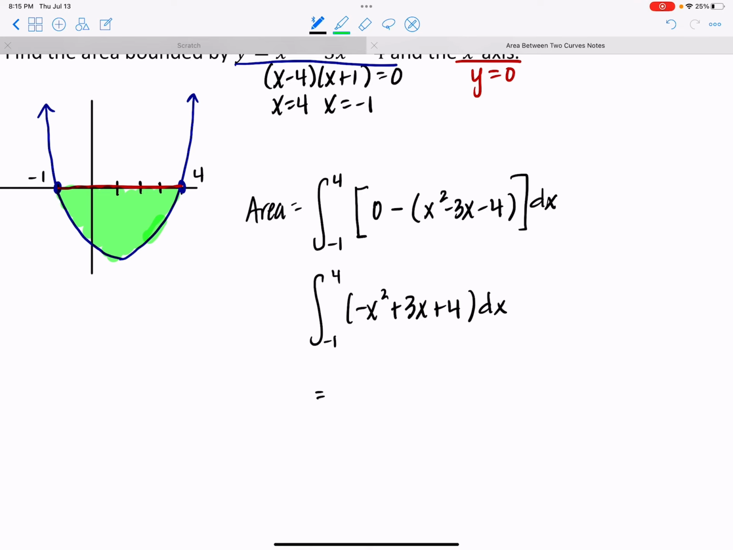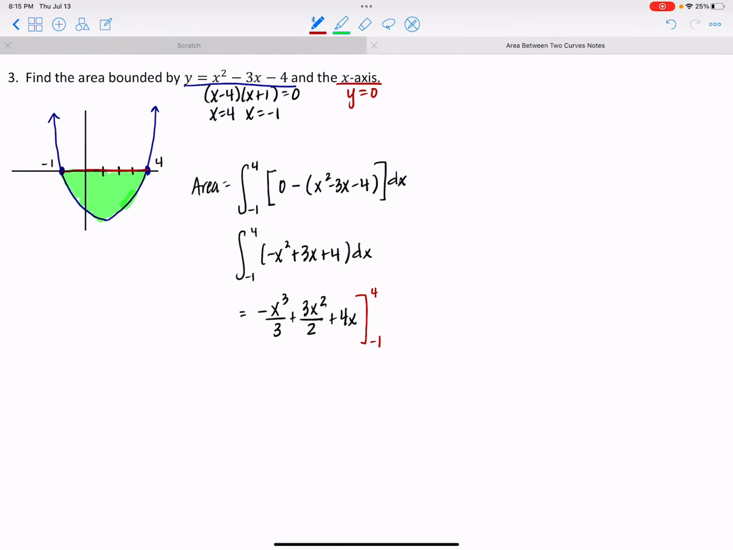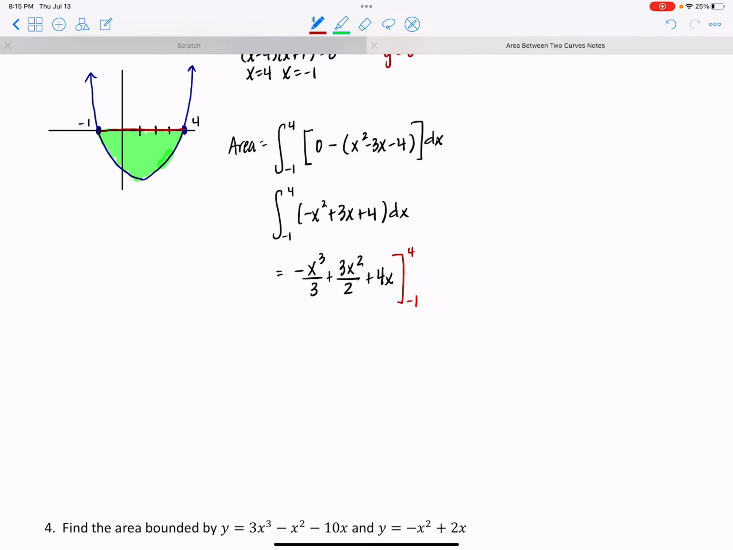So we have a negative x cubed divided by 3 plus 3x squared divided by 2, and then plus 4x. Again, I'm going to leave c out of the picture here. If you want to put it in, you can, but this needs to be evaluated at 4, and again at -1, and then we're going to subtract those results, and we will have our area. I'm doing good on space here, so I'm going to keep going this way.